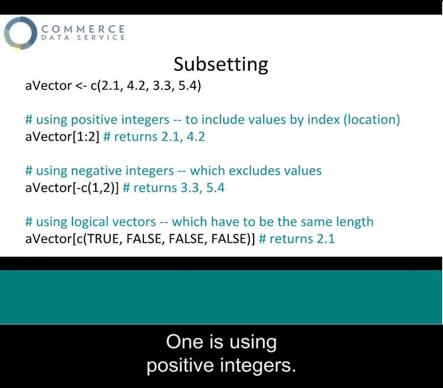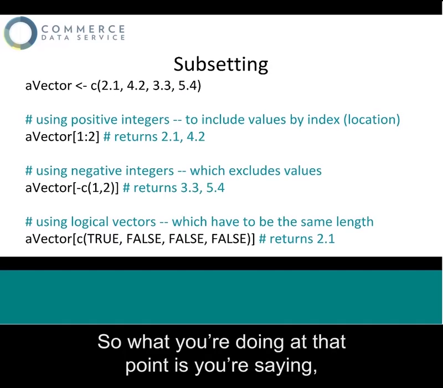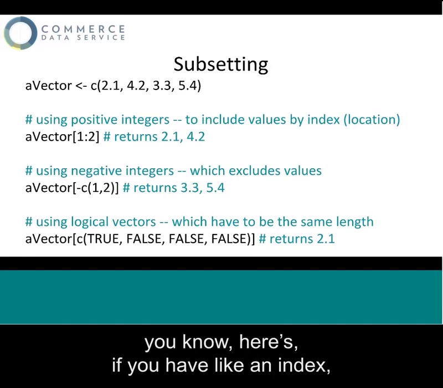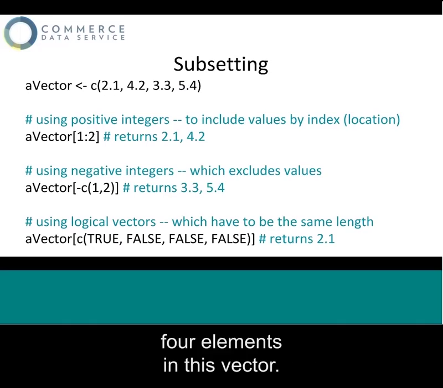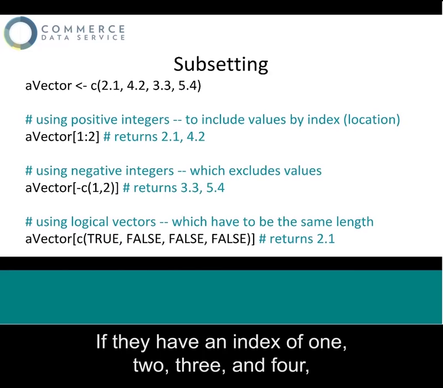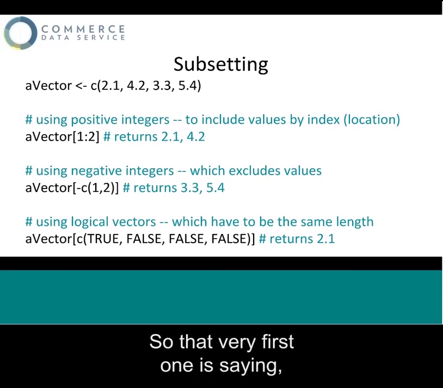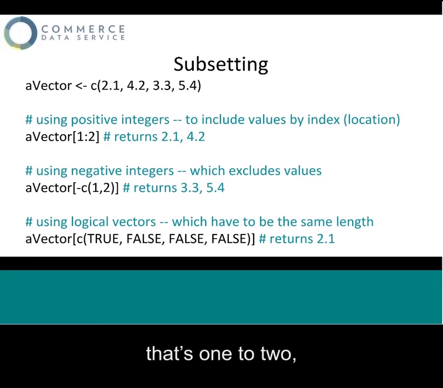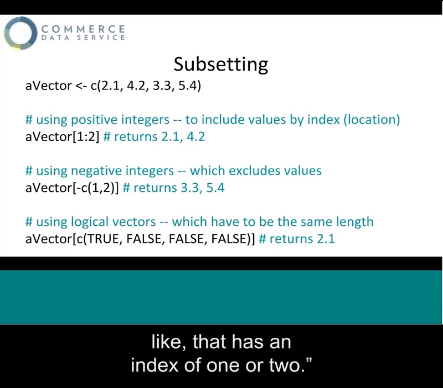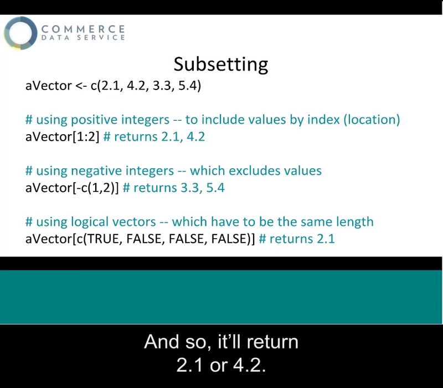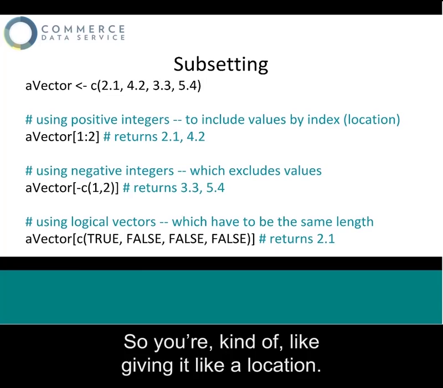One is using positive integers. So what you're doing at that point is saying, if you have 1, 2, 3, 4 elements in this vector, they have an index of 1, 2, 3, and 4, and I'm going to reference them using that index. That very first one is saying, give me everything in that vector that has an index of 1 or 2. And so it'll return 2.1 and 4.2. So you're giving it a location.